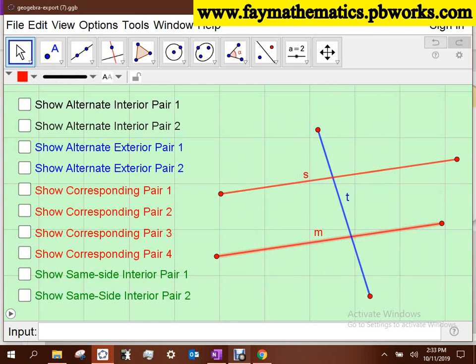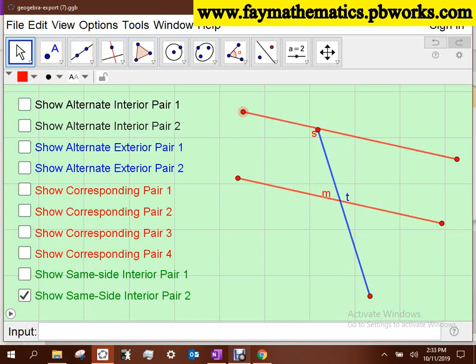But we've got these check boxes on the left-hand side that we can click and maybe see some relationships. So the first one I'm going to click here is just to show a pair of same-side interior angles. So hopefully, if you're going to use this applet, it gives you an idea of where you can recognize and maybe declutter things. So you can say, okay, now I know those are same-side interiors, and I start moving things around.